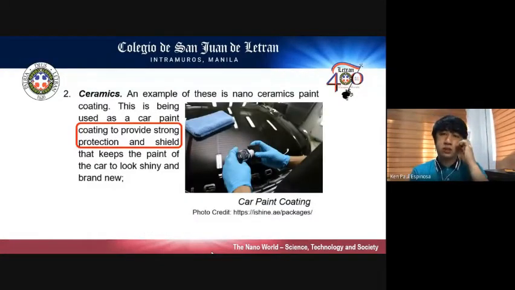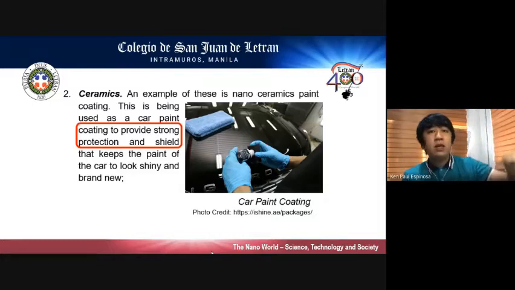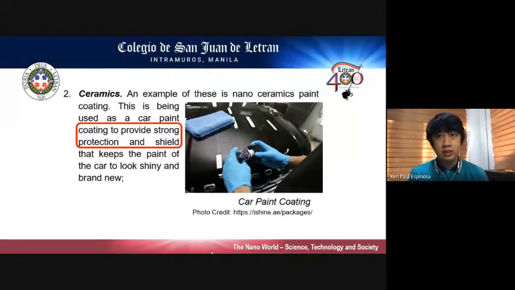Two, ceramics. An example of this is nanoceramics paint coating. This is being used as a car paint coating to provide protection and shield. So, kung makikita mo yung chemical na yon, of course, there's manipulation. There's already manipulation and there are already added elements in that particular chemical that can provide strong protection and keep the paint of the car looking shiny. Kung makikita mo, sobrang kinis nun because of the nanotechnology in the coating chemicals, no?